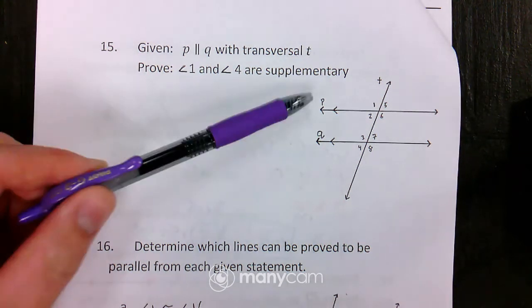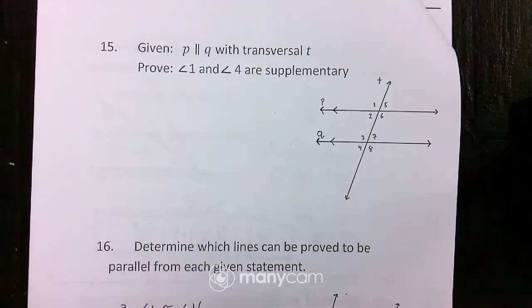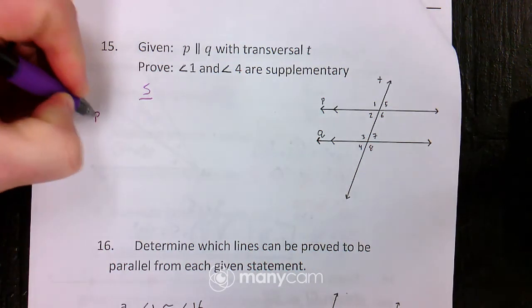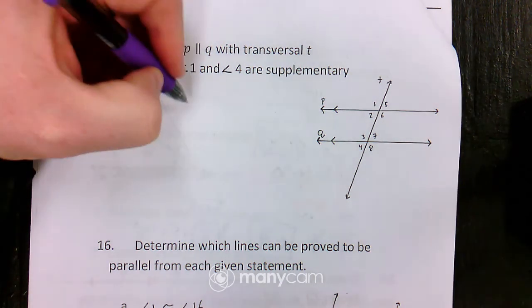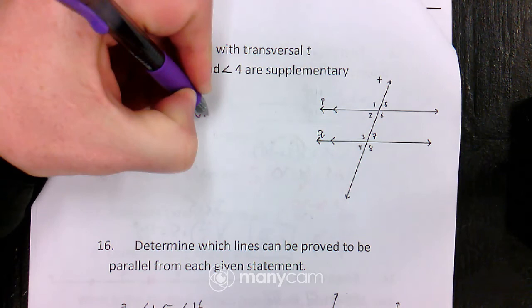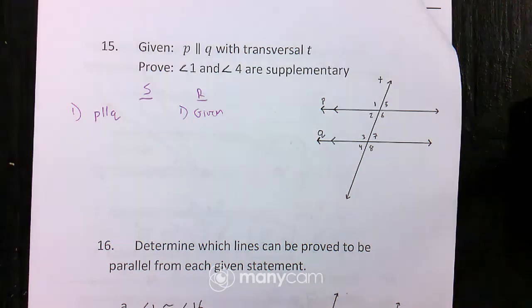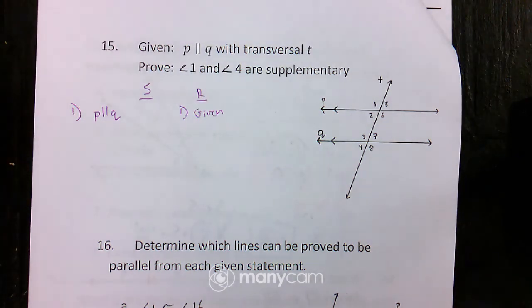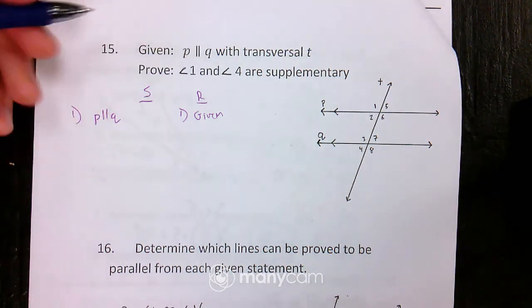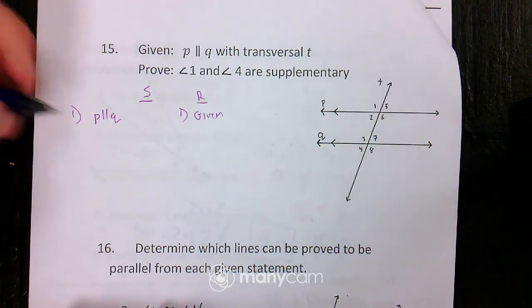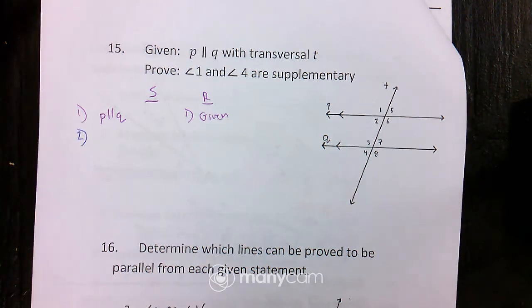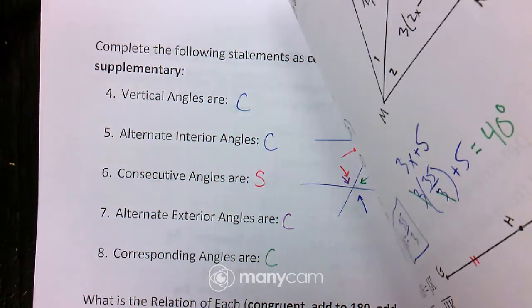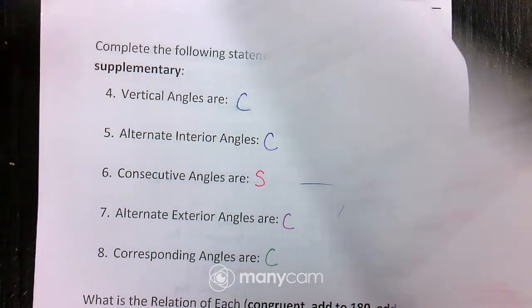Alright. It says that these two, P and Q, are parallel, and there's a transversal. So my statement is P is parallel to Q. That's my given. And, well, P is parallel to Q, and I'm trying to find 1 and 4. So I can say, well, I know that you could pick any one of those properties on that page that we did over here with all these things, right? Just pick any one of those properties.